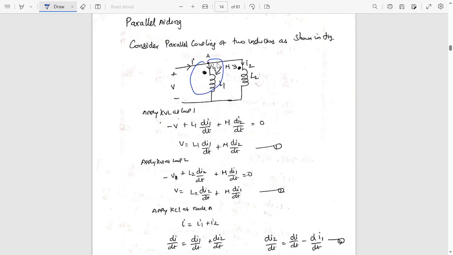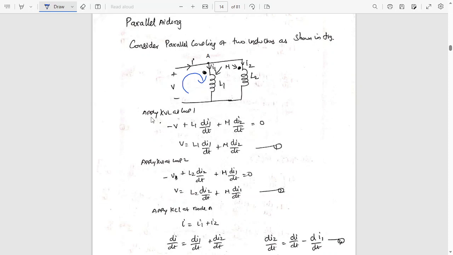Now I'm going to apply KVL for both the coils. Let us consider KVL for loop 1. We have the voltage V across these two inductors, which will be common for both inductors, because parallel connected elements have the same voltage.